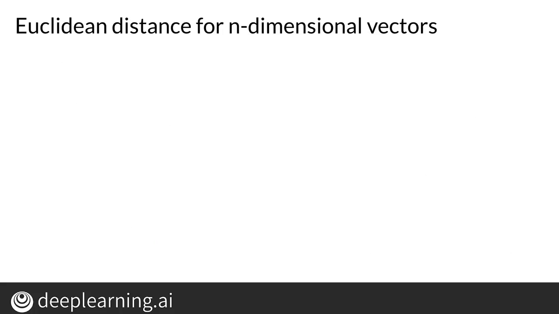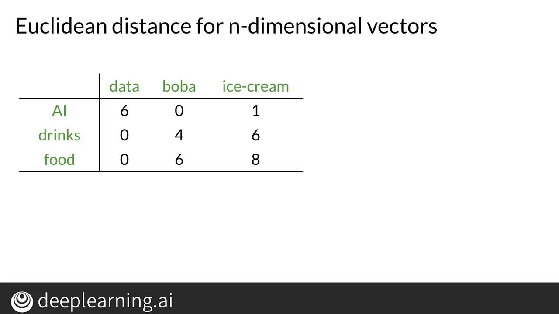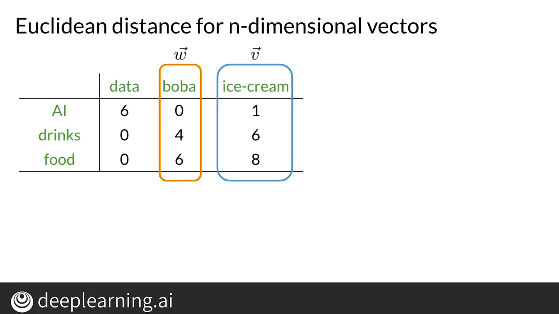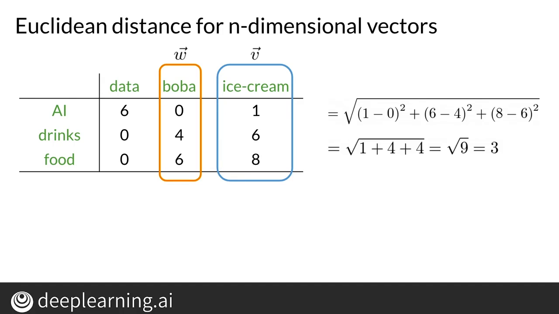When you have higher dimensions, the Euclidean distance is not much more difficult. Let's walk through an example using the following co-occurrence matrix. Suppose that you want to know the Euclidean distance between the vector v of the word ice cream and the vector representation w of the word boba. To start, you need to get the difference between each of their dimensions. Square those differences, sum them up, and then get the square roots of your results. This process is the generalization of the one from the last slide.